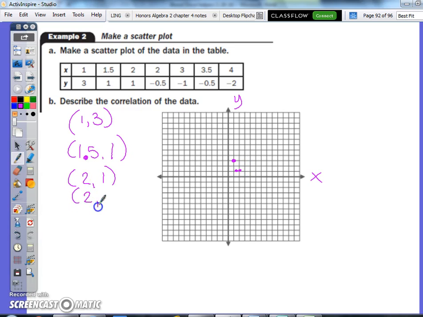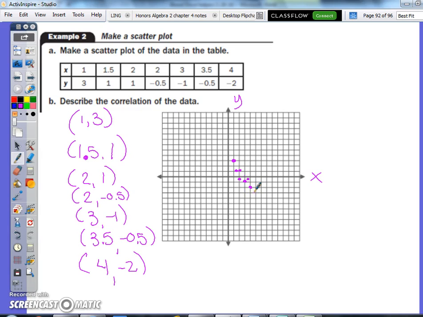Then you're going to plot the point 2 and negative 0.5. And then you're going to plot the point 3 and negative 1. Then we're going to get 3.5 and negative 0.5. There we are. And last you're going to plot 4 and negative 2.